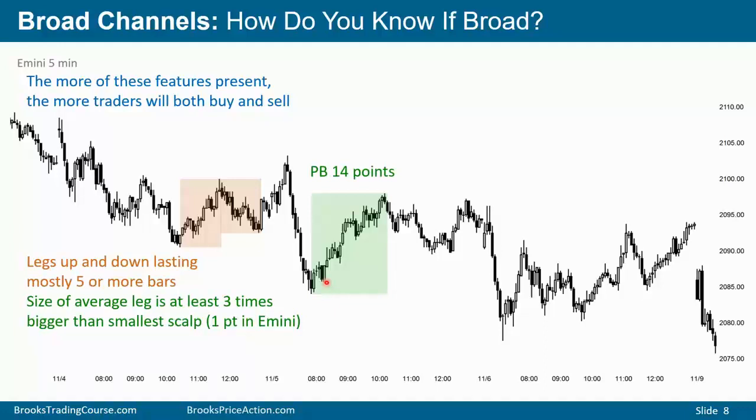Also, I look at the size of the pullbacks. An average scalp, the smallest scalp in the E-mini is 1 point. And if you're looking at a 5-minute chart and a lot of the pullbacks are averaging more than 3 times the size of a minimum scalp, in other words, 3 points or more, then the market is probably not in a strong bear trend. It's probably either in a trading range or a broad bear channel, in which case you can both buy and sell.